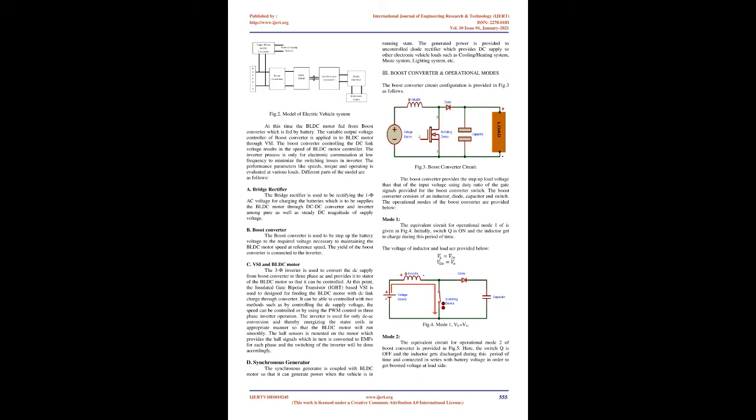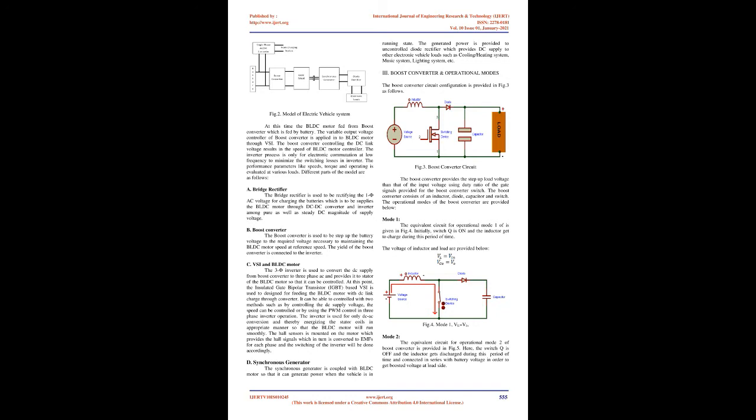The DC voltage reference is generated with a speed control loop, and by controlling DC voltage, motor speed is controlled. A synchronous generator is coupled with BLDC motor and generates power for other vehicle loads such as lights, music system, etc., so that the stress on battery can be reduced. The physical model of the electric vehicle is included and vehicle speed is measured.